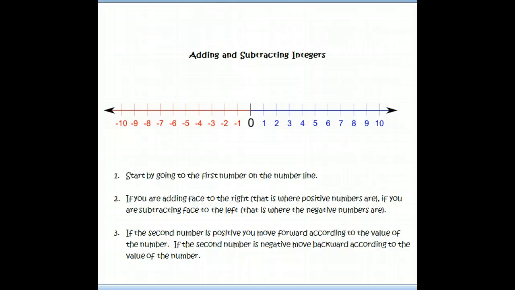So let's try one. Let's try negative 3 plus 4. Alright, so first step, start by going to the first number on the number line. So negative 3 will be right here. If you are adding, face to the right. And we are adding, so we are facing to the right in that direction.